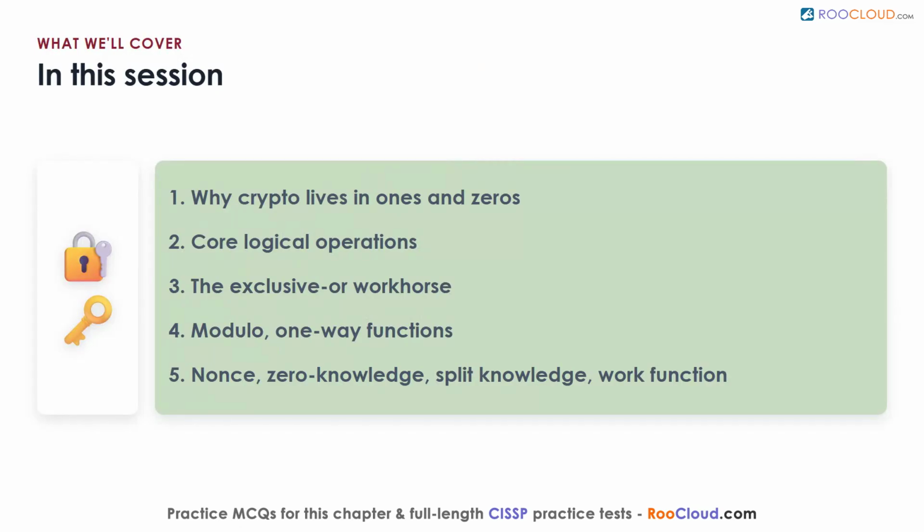We'll answer several questions. Why does cryptography live in a world of just ones and zeros? What do the core logical operations do? Why is one operation the workhorse of encryption? What is the modulo function, and why does it matter? What makes a function easy one way but hard to reverse? And what clever tricks add strength, randomness, and shared control?